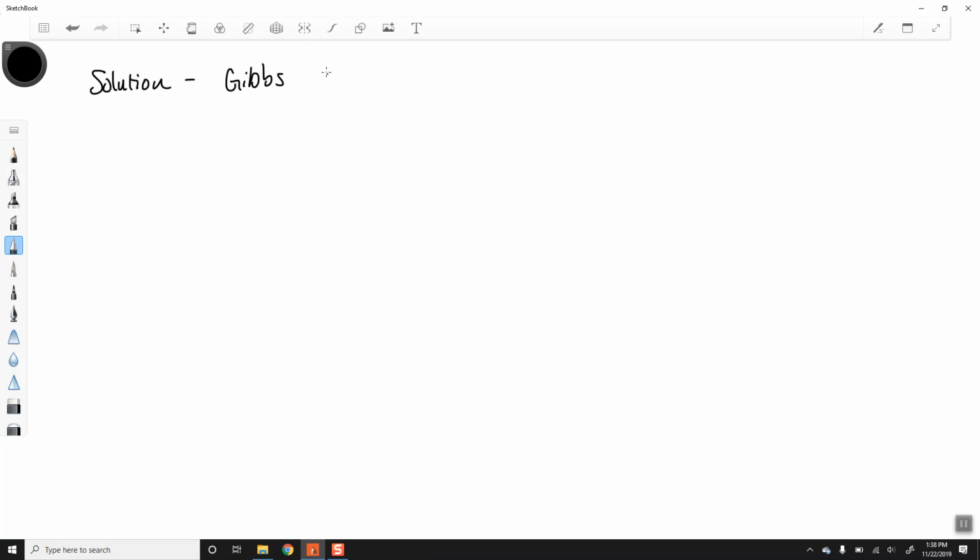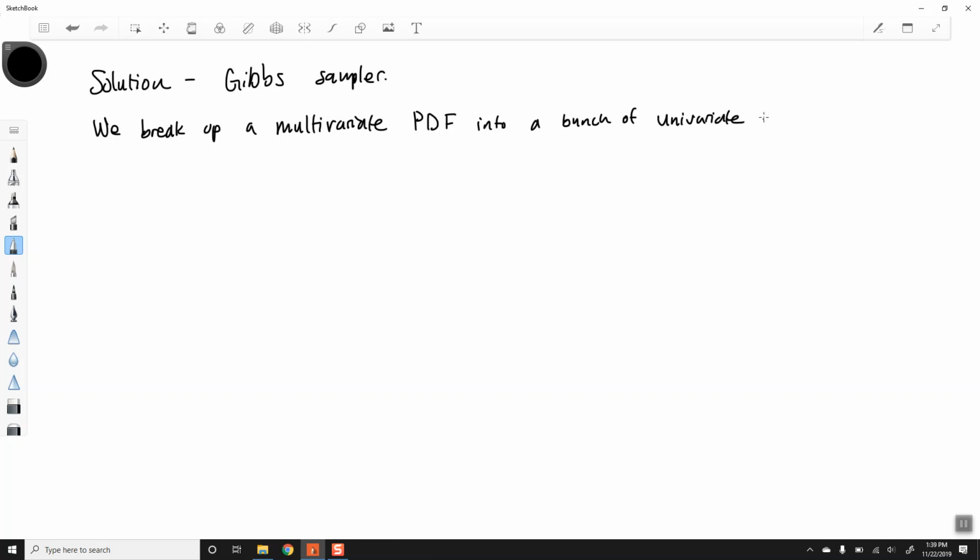All right, so the solution is going to be known as the Gibbs sampler. What we do is break up a multivariate PDF into a bunch of univariate conditional PDFs.